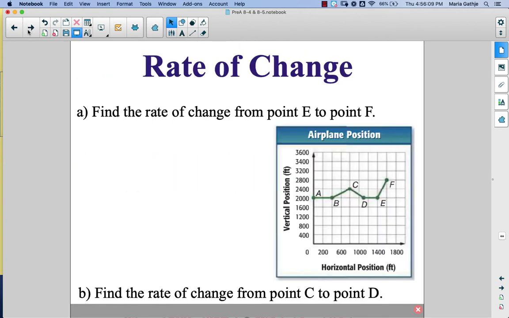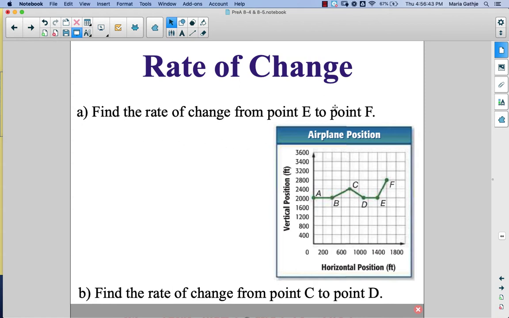So we're going to do some investigating. This graph right here, we have a lot of different rates of change. So between each point, the changes are different. So between point A and point B, you'll notice it's a flat line. That's when we have a rate of change of 0. So we start at 2,000 and we end at 2,000 over the course of that movement. So this A to B is an example of a 0 rate of change.